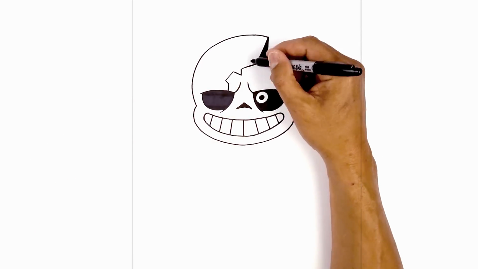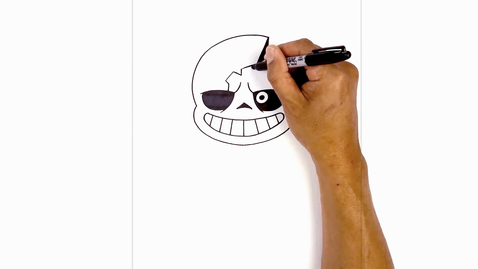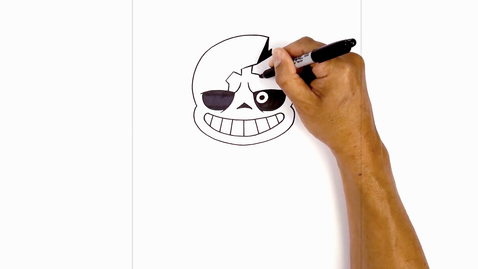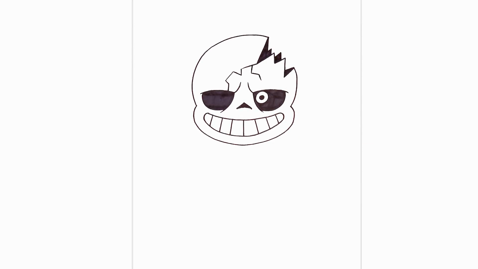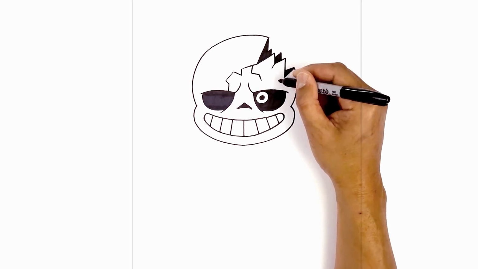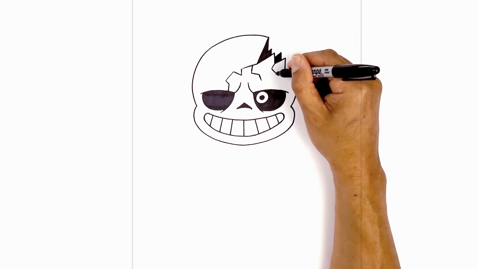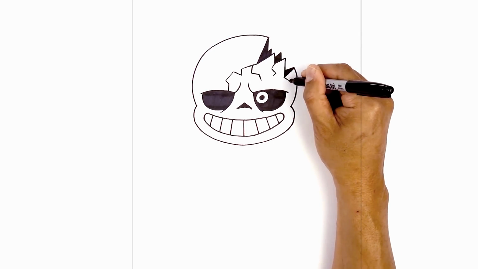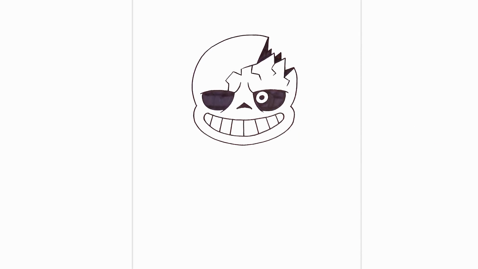Let's branch out this crack. So from this point, we're gonna step in, come down, go to the right, and we're just gonna draw a short line coming down at an angle. Let's add a couple more cracks from these 2 points. From here, we're gonna come in, out, and then back in. From this point, we're gonna go out, and then down and in towards the eye.